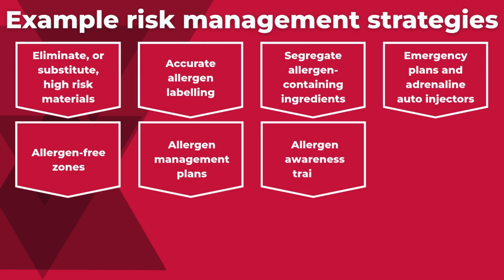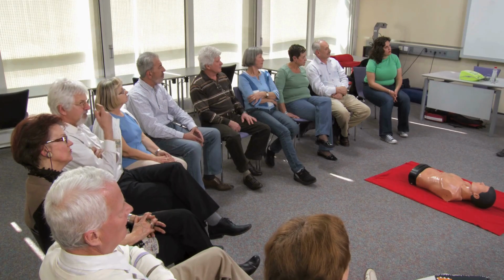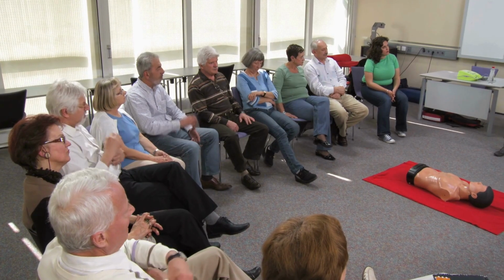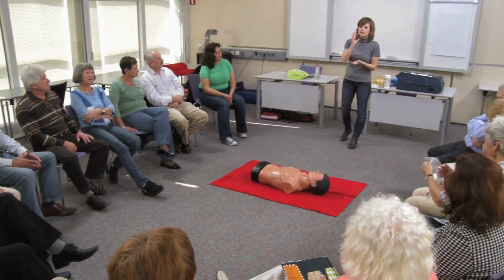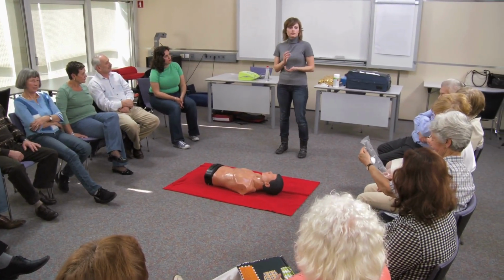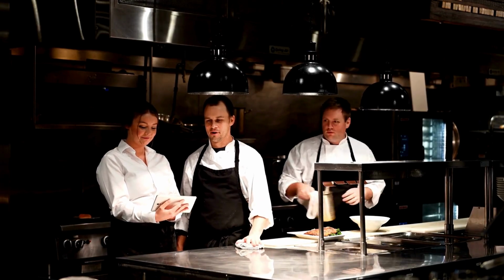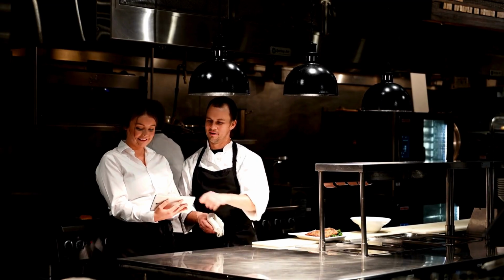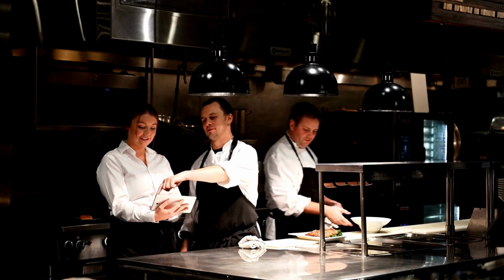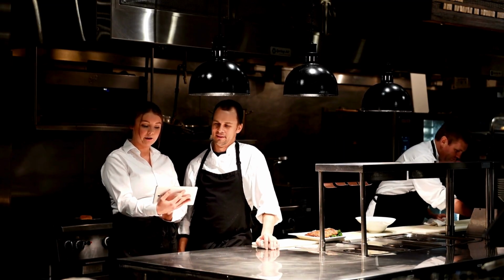Train staff on allergen awareness. Provide ongoing training for employees on allergen identification, handling procedures, and emergency responses to anaphylaxis. For example, a hotel trains all kitchen and front of house staff to recognise allergen icons on menus and how to respond to a guest reporting a food allergy.